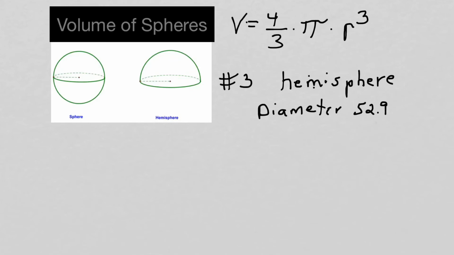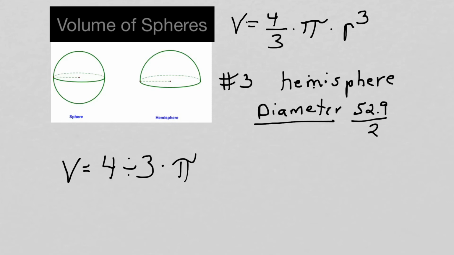All right, I'm going to go ahead and do this. All right, this is going to be the volume equals, and this is always going to be the case, 4 divided by 3 times pi. All right, this wants to know the radius, but they give us a diameter. So you have to divide this by 2. Okay, the diameter divided by 2 is going to give you the radius, and the radius is 26.45.